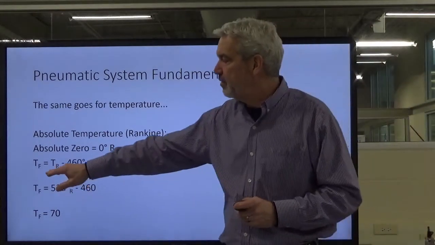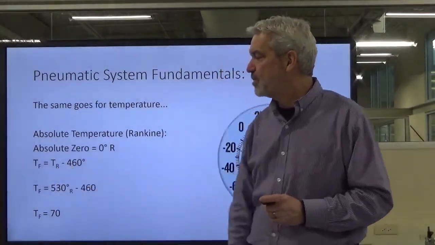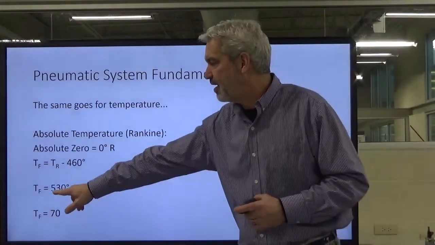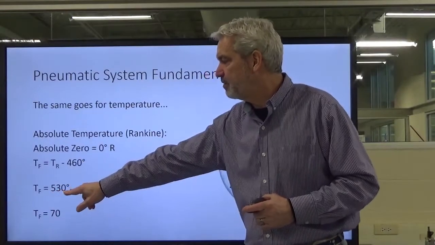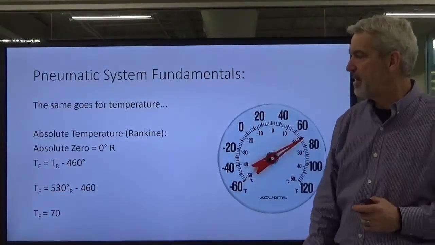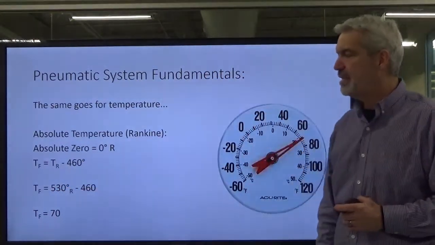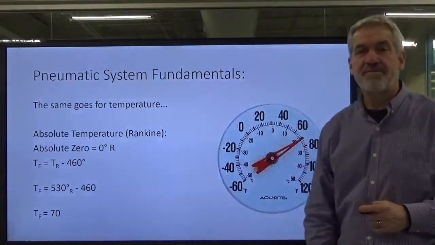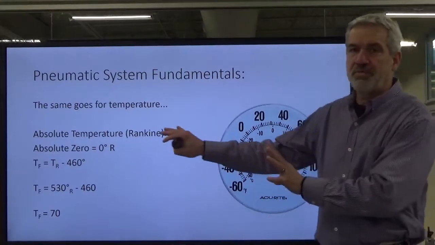We just simply take the Rankine number that we had, subtract 460, and that will give us our Fahrenheit number. So we had 530 degrees on the Rankine scale. We subtract 460 to get our temperature of 70 degrees Fahrenheit. So those are the formulas right there.